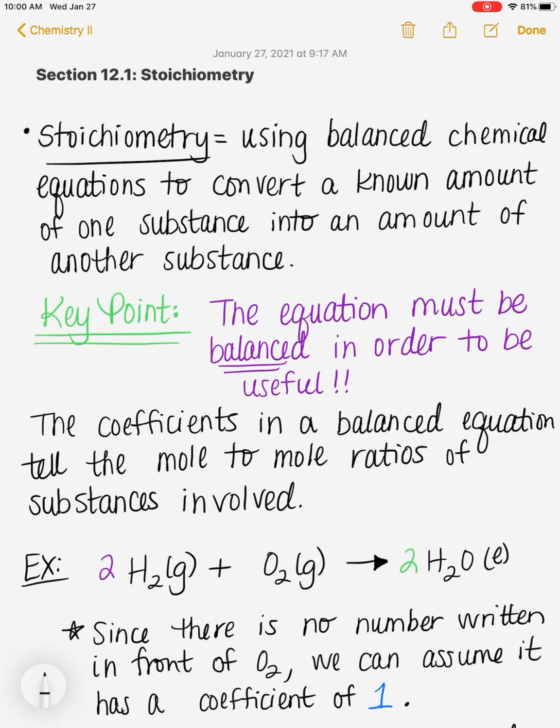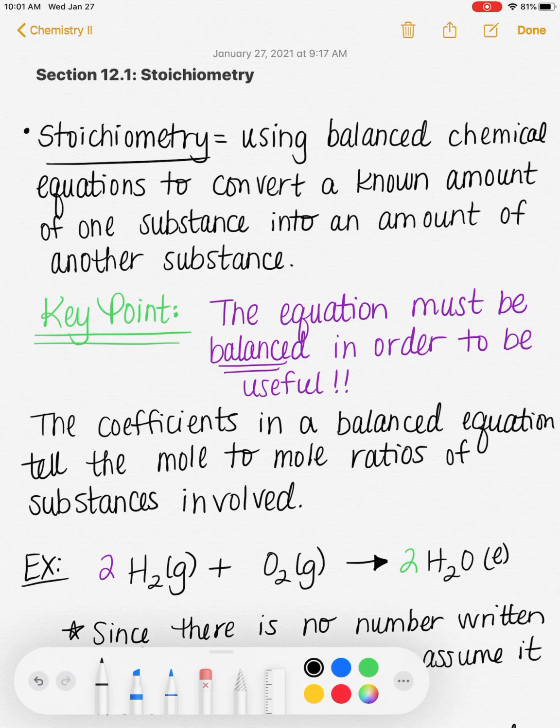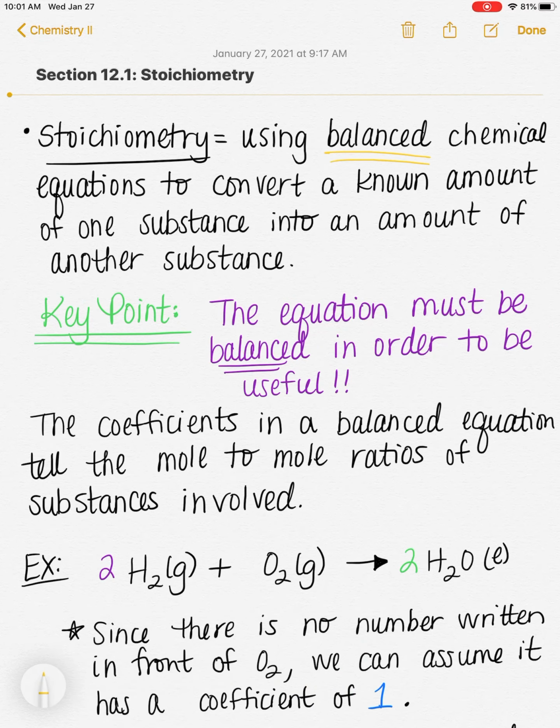Hi there, everybody. Today we are going to discuss section 12.1, stoichiometry. Stoichiometry is a fancy, fun word to say, but what does it mean? The definition for stoichiometry, according to what we're using it for, is using balanced chemical equations to convert a known amount of one substance into an amount of another substance. The key point here, and the most important part of that definition, is balanced equations. The equation has to be balanced in order for it to be useful.